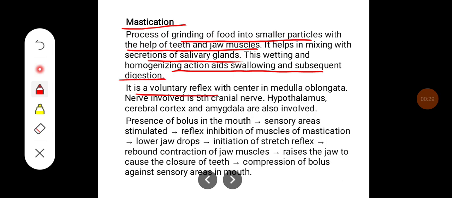It is a voluntary reflex with a center in the medulla oblongata. The nerve involved is the fifth cranial nerve. Hypothalamus, cerebral cortex, and amygdala are also involved.